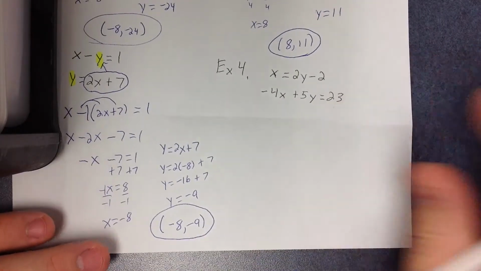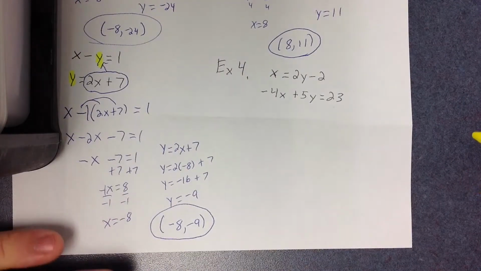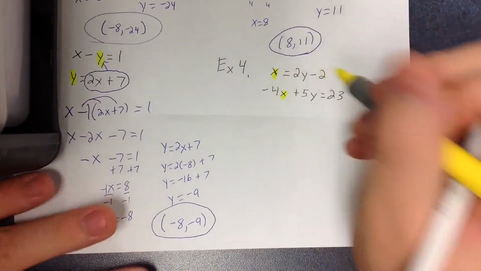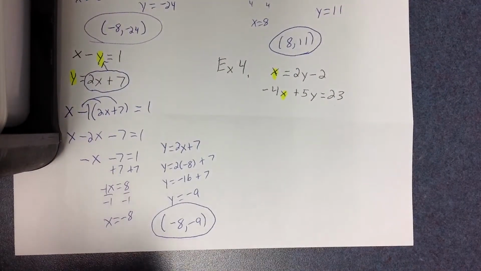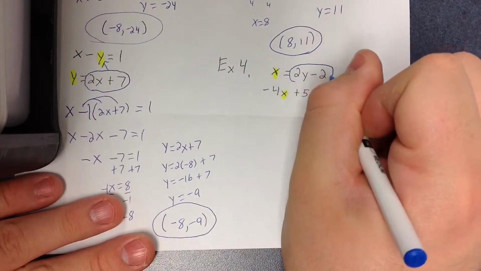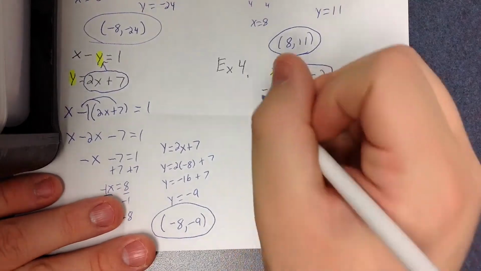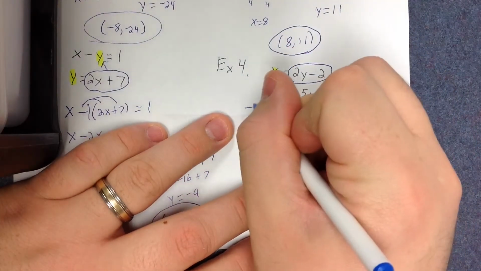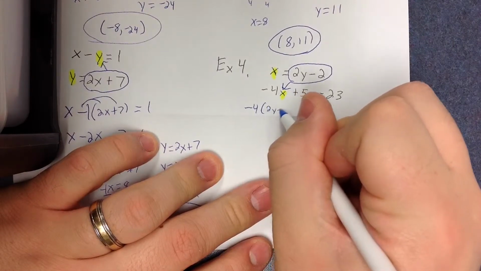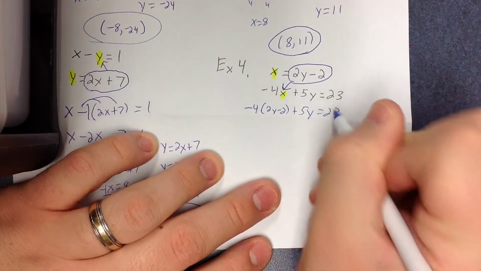Okay, example 4 says x equals 2y minus 2 and negative 4x plus 5y equals 23. So this time the x is what's by itself. So that means I'm going to substitute for the x. And what am I going to substitute? Well, x equals 2y minus 2. So I now have negative 4. I'm going to put in 2y minus 2 plus 5y equals 23.